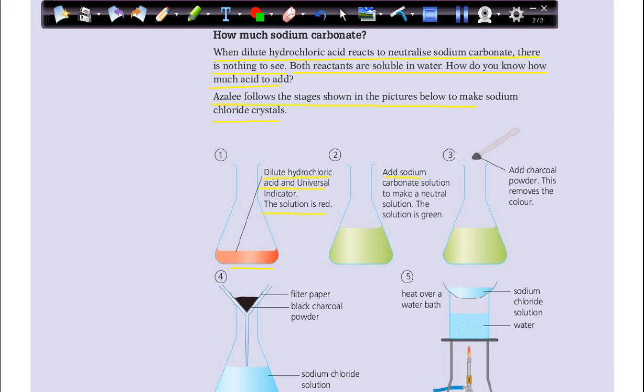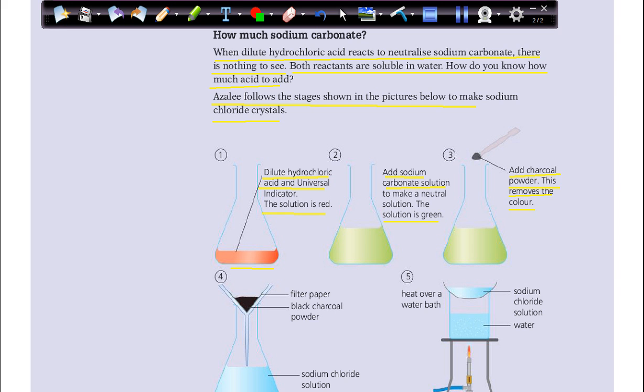Then she started to add sodium carbonate solution to make a neutral solution, and the solution is green. So here, how can we know that the solution is neutral? In this case, the color will start to change. When the color changes, that means it starts to react. So here she adds charcoal powder. This removes the color. This is the reason why she added the charcoal powder, just to remove the color.